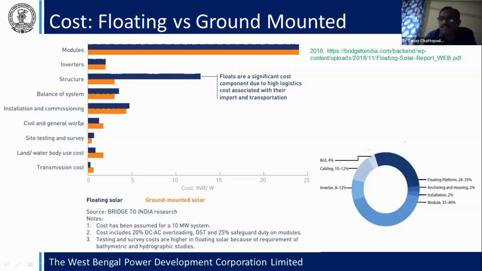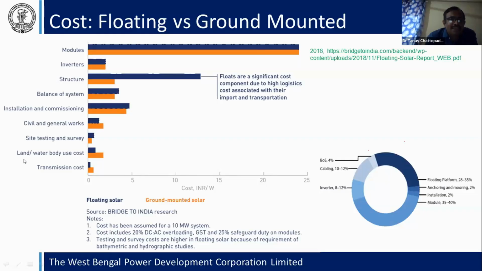The balance of system cost is slightly higher, and the installation and commissioning part is more sophisticated, so it costs slightly more than a normal solar system. But the civil and general works cost is lower, because with ground mounting you need proper footing and ground preparation, which is a civil cost. Here there is no civil cost. Actually, the civil cost is distributed into the structural cost.